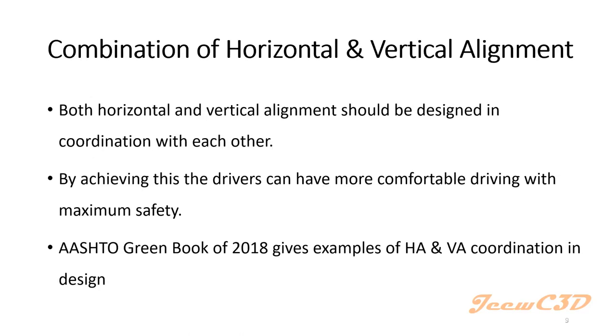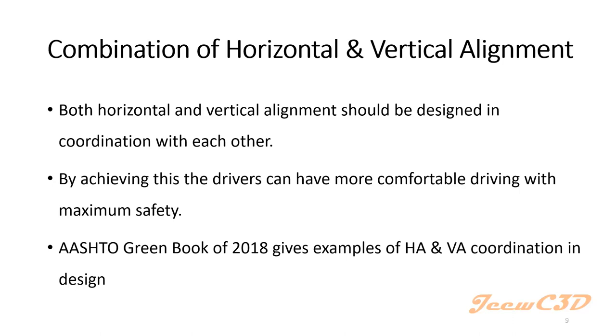Then we will be looking at the combination of horizontal and vertical alignment. In the initial part of this lecture, we looked at the horizontal and vertical controls individually, horizontal only and vertical only. But now we are looking at both of them together. How can we use both horizontal and vertical alignment together to have better driving comfort, better safety and a better road from our design perspective?